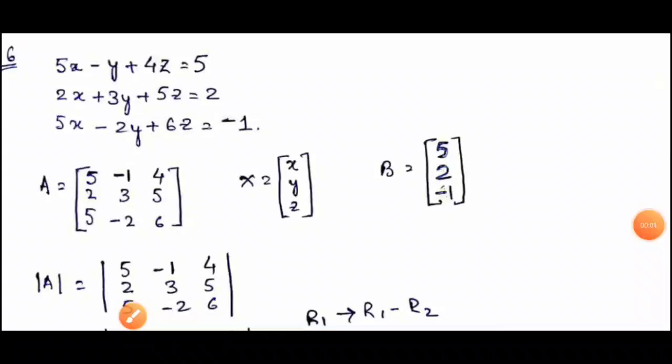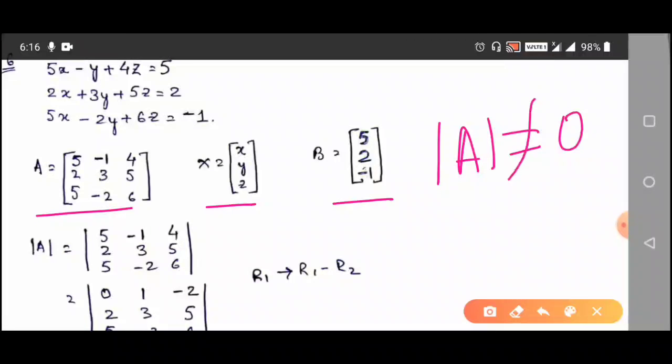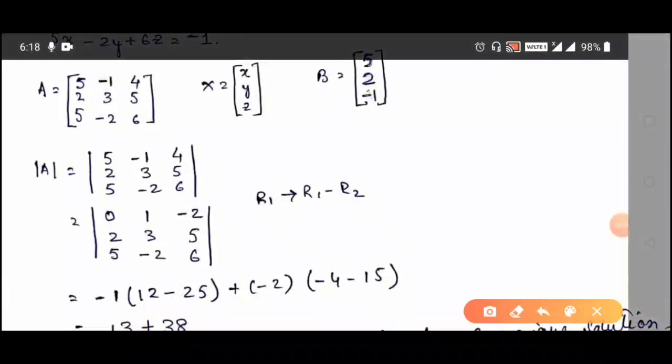Question number 6 of exercise 4.6. Here also we have to examine the consistency of the system of equations. So here we have written matrix A, matrix X and matrix B. Now we will find the determinant of A and check whether determinant of A is equal to 0 or not equal to 0. For easy calculation, we have replaced row 1 by row 1 minus row 2.